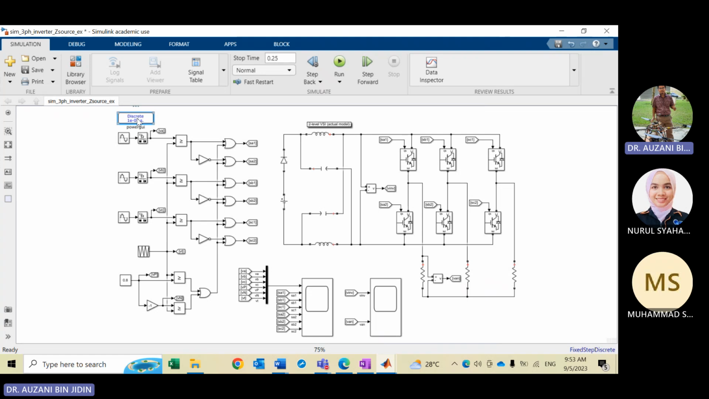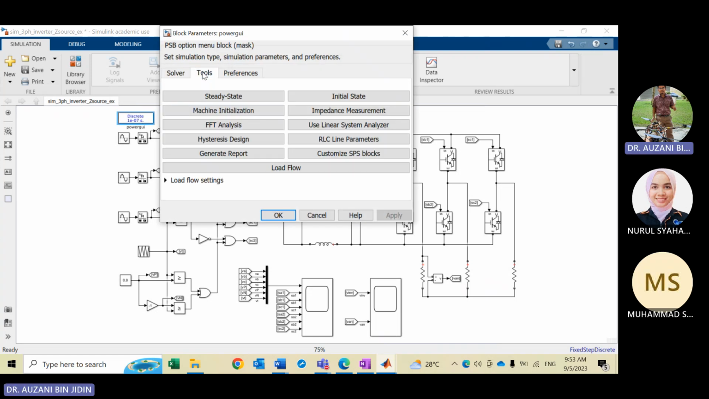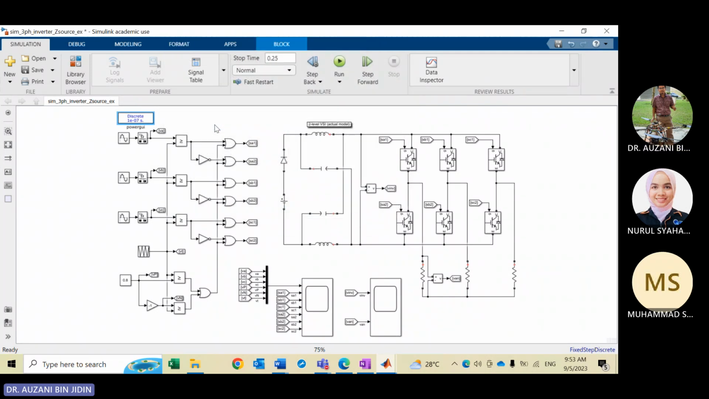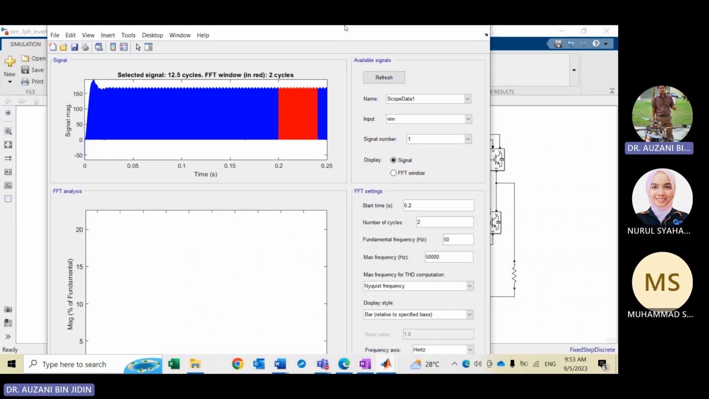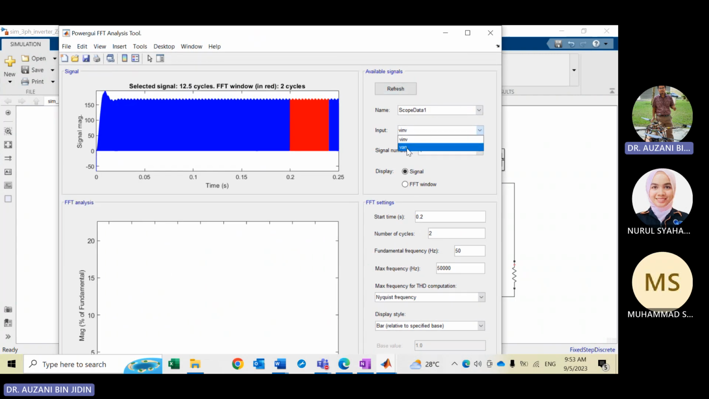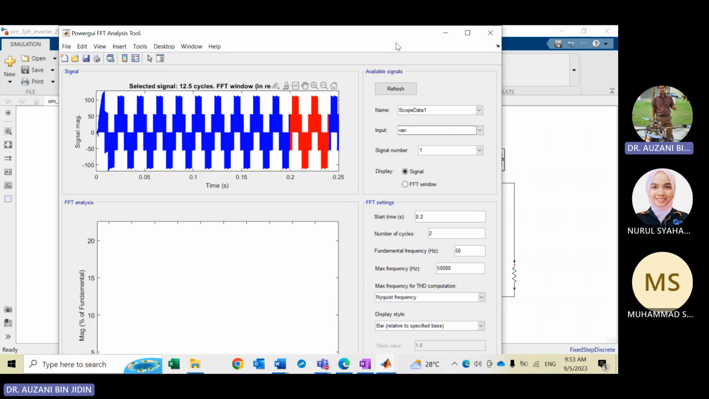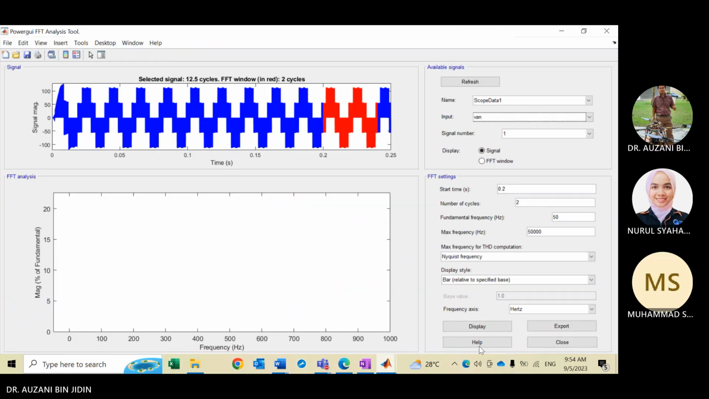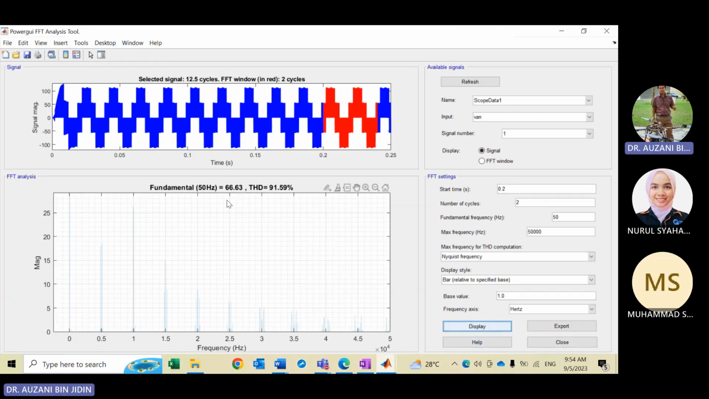To verify the fundamental component, I need to use the FFT analysis. Here you need to select the right waveform, VAN. We just analyze 2 cycles of the waveform VAN. Then we click the display button, and you can see the fundamental component is 66.63, similar to the calculated value, which is 66.6667. So the error percentage is less than 5%, so the result is acceptable.